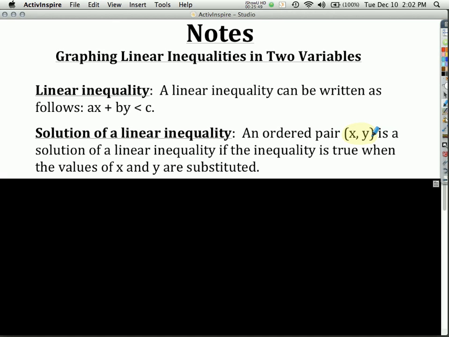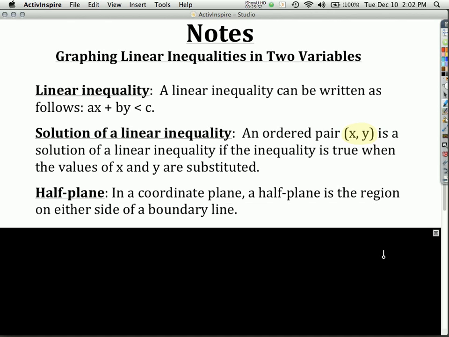Here's something new: the idea of a half plane. One of the major differences today is that after we graph a line, we're going to be doing some shading. Because what we're trying to do is represent all of the solutions, and inequalities have many, many, many solutions. So we're going to be doing some shading like we did on a number line, except now it's going to be in a full coordinate grid. When we do this, we're going to be shading what's called a half plane, half of the grid. Okay?